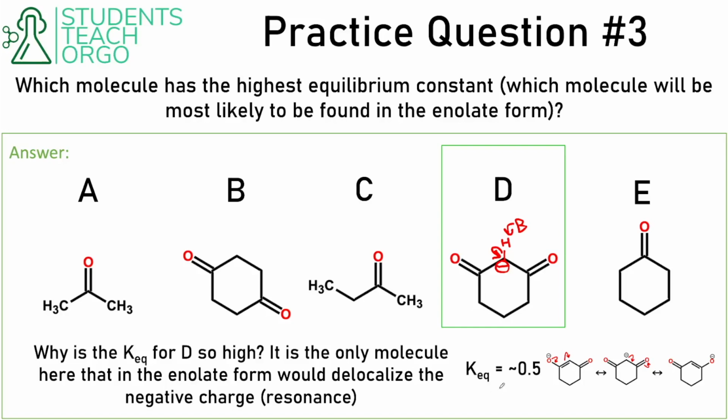So you can see a KEQ of about 0.5, that's much higher than any other KEQ value we've seen so far. However, with A, B, C, and E, that enolate, the negative charge would only be delocalized between two atoms, right? It could be between the oxygen or those two. Here it could be between this oxygen or those two. This molecule also has two ketones, but notice that because these two ketones are far enough away, you don't get the resonance that you'd get in D.